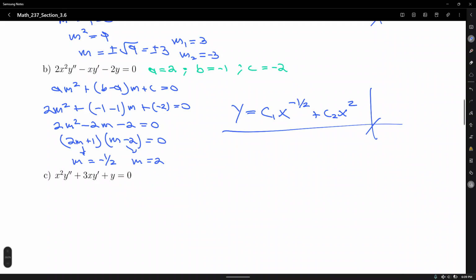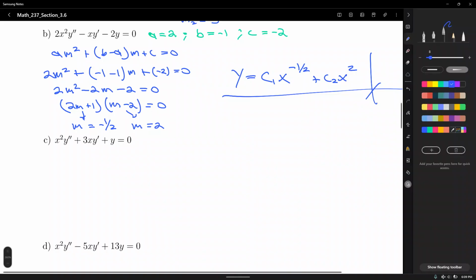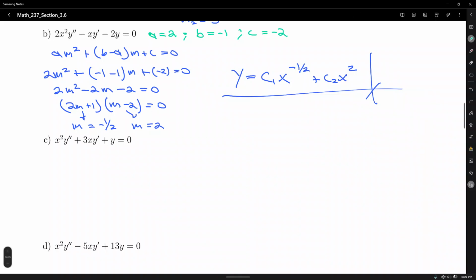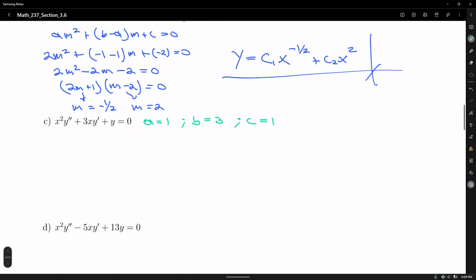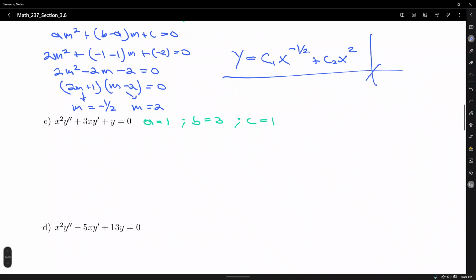All right. Let's do another one. Letter C. x squared y double prime plus 3x y prime plus y equals 0. Number one, let's list our constants. A equals 1. This time I'm going to do it right. B equals 3 and c equals 1. Okay. So now let's write again the auxiliary equation, am squared plus b minus a m plus c, and let it be equal to 0.